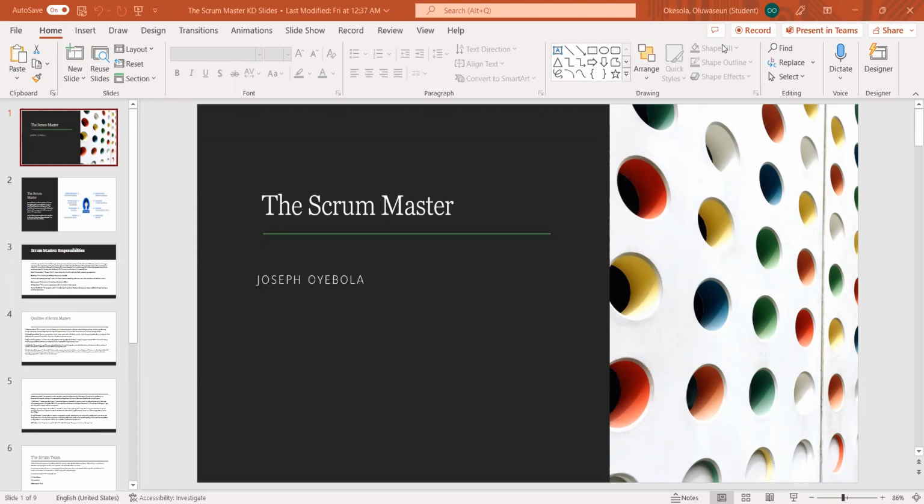So, who is a Scrum Master? What are the roles and responsibilities of a Scrum Master? What are the qualities of a Scrum Master? Who is a product owner? And lastly, who are the development team? The product owner and the development team, together with the Scrum Master, make up the three major roles as recognized by the Scrum Guide.